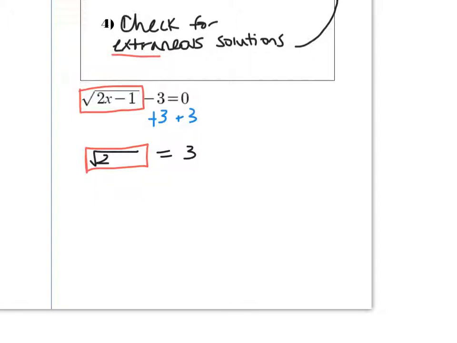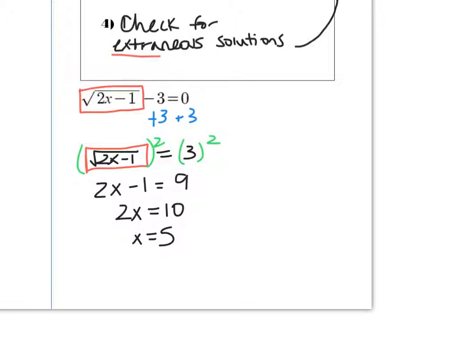So square root of 2x minus 1. Just like if I have something squared, I undo it with the square root, with this, if I have something with the square root, I undo it by squaring both sides. So I get 2x minus 1 equals 9. We're going to add 1. We get 10. Divide by 2, and we get x equals 5.